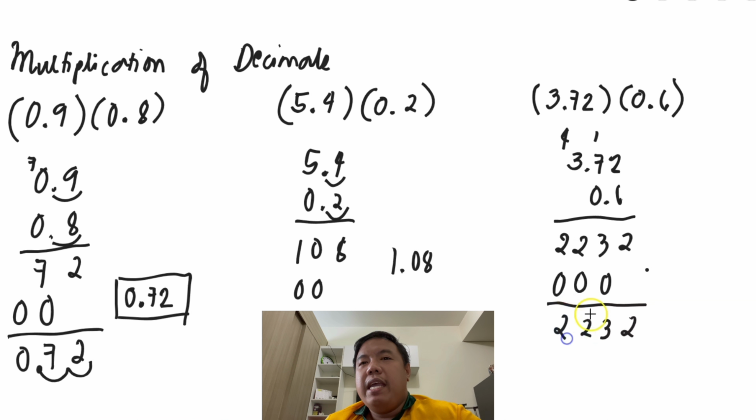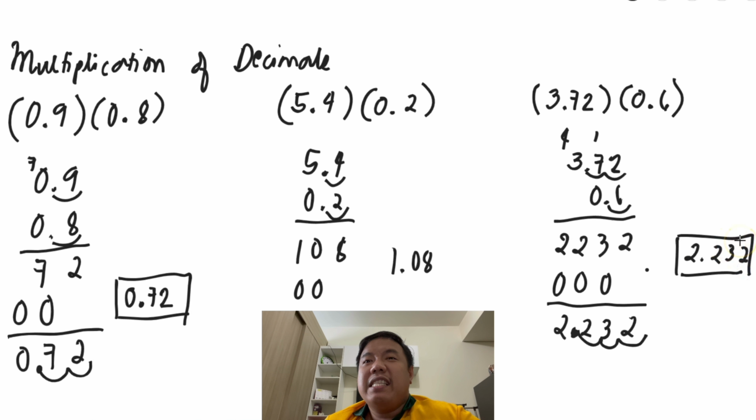Ang tanong, ilan po ang decimal natin? So, dito ay may 1, 2, and then dito, isa. So, total of 3 decimal places. So, from the right, mula sa kanan, pakaliwa. 1, 2, 3. And there is our decimal point. Final answer, 2.232. Okay? So that's how you are going to multiply decimals.